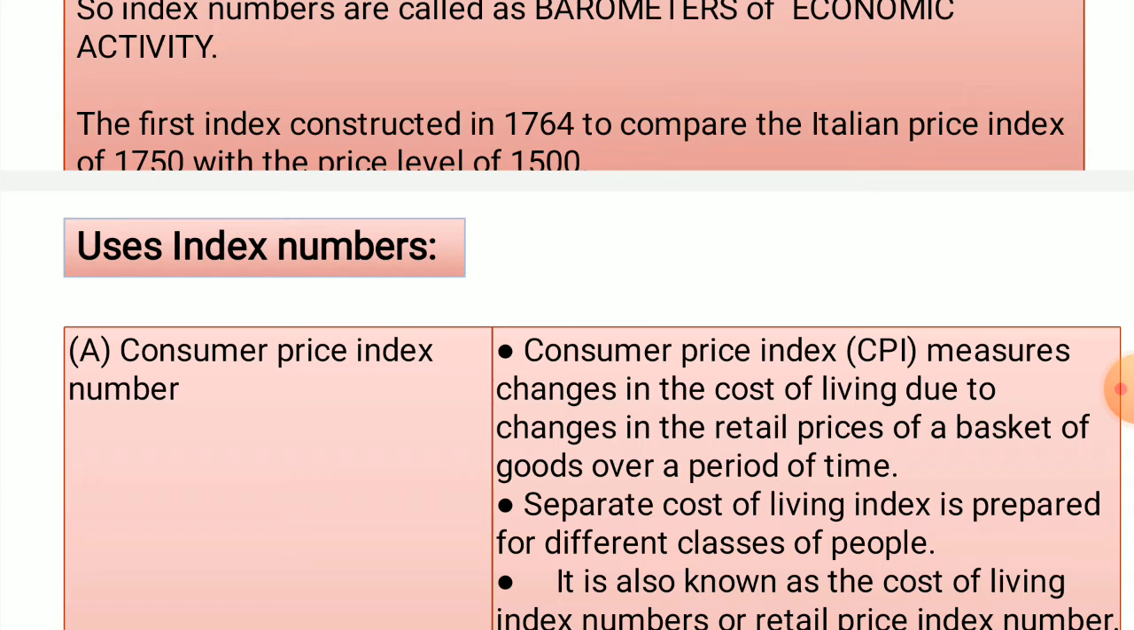So the uses of the first index number constructed in 1764 was to compare the Italian price index of 1750 with the price level of 1500.